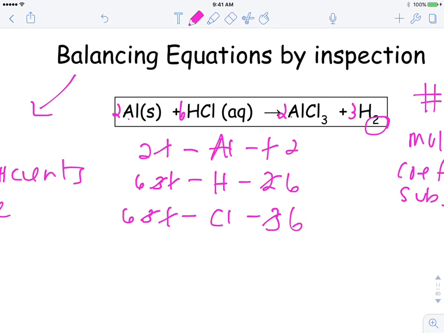Look at how many iterations I went through. If we look at all the crossouts on the screen, the hydrogen required trial and error twice. The chlorine required trial and error twice. This is sometimes a journey. Like you're going down this road. It doesn't always work the first time. Putting a 3 in front of the HCl didn't work for me. I had to erase that and I had to put another number. And that's okay.